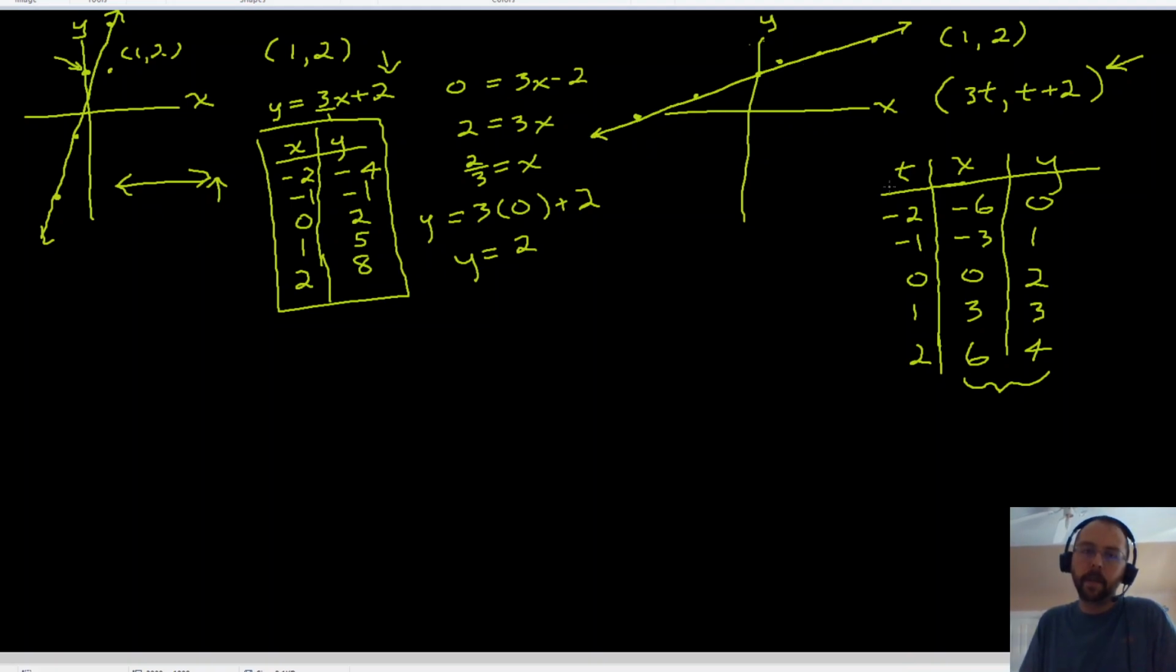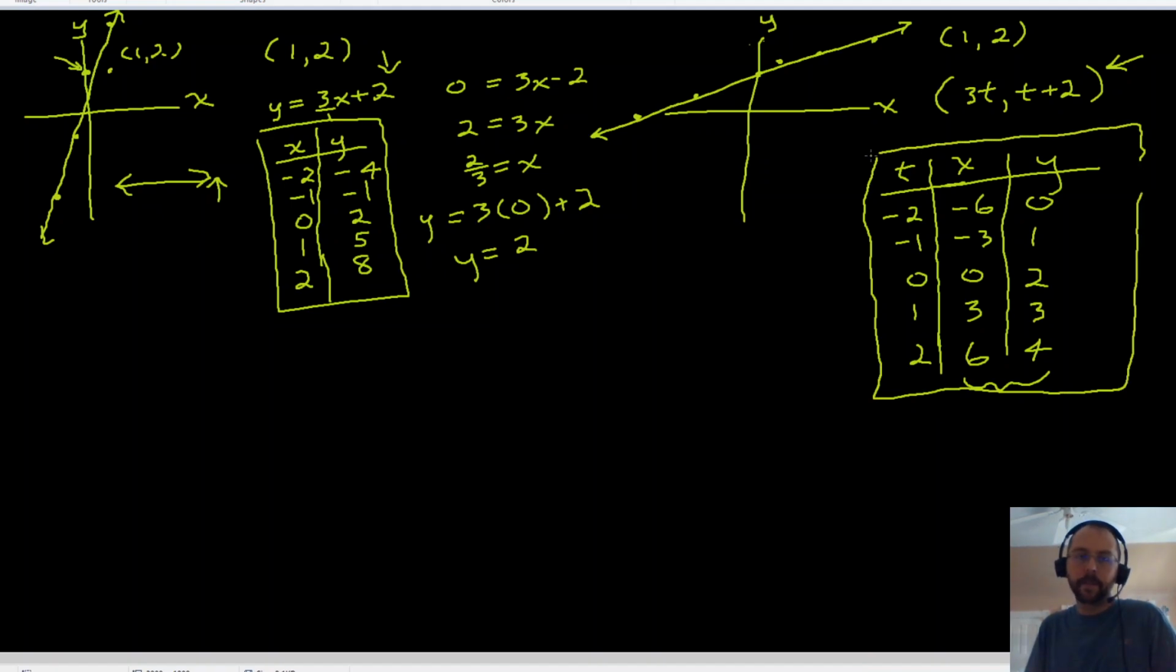Okay, so that's parametric graphing, traditional graphing, both using charts. Those are easy enough to do by hand, and for parametric, it's easy enough to convert between parametric and standard in most cases.